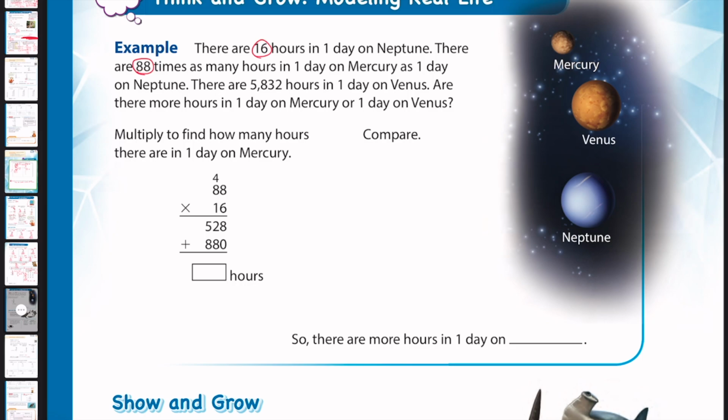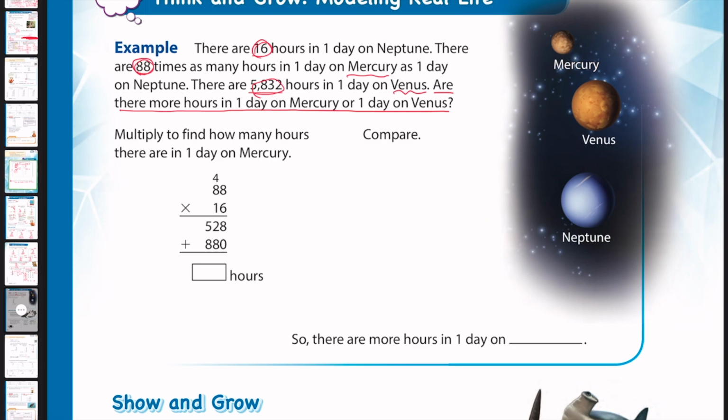The question is what? There are 5,832 hours in one day on Venus. Okay. This is the question: are there more hours in one day on Mercury or one day on Venus? So now we have Venus already here. And Mercury is what? Mercury is 88 times 16, right? Okay, 88 times 16. Oh, they gave us all the answers here already. Whoa, great. But let's check.